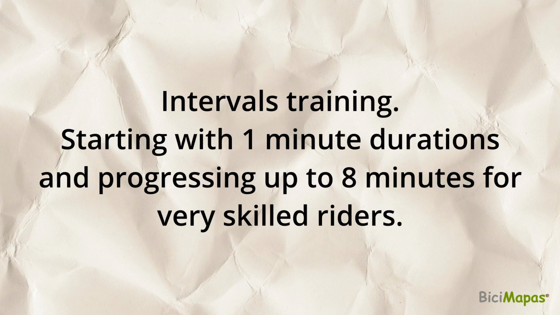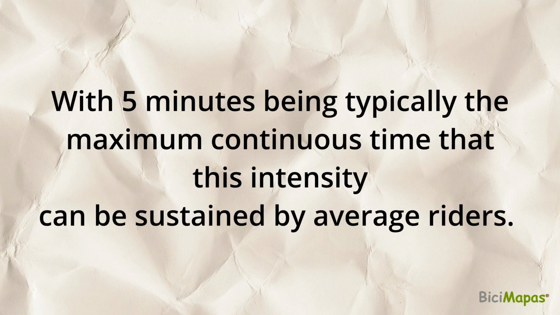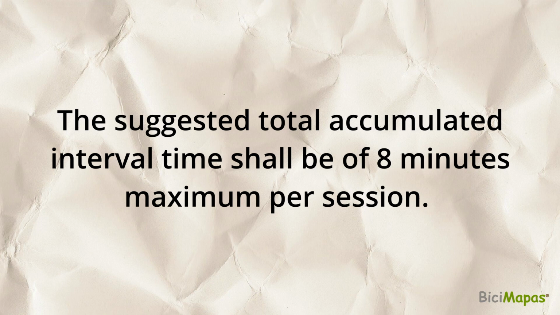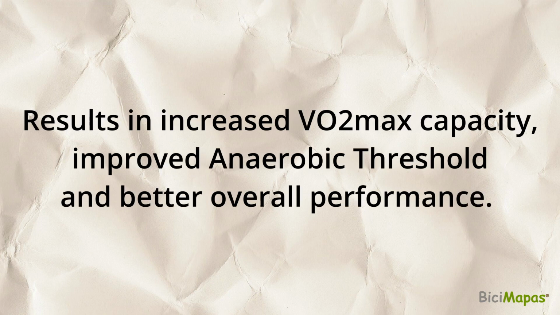This is done through interval training, starting with 1-minute durations and progressing up to 8 minutes for very skilled riders, with 5 minutes being typically the maximum continuous time that this intensity can be sustained by average riders. The suggested total accumulated interval time shall be 8 minutes maximum per session. Results in increased VO2 max capacity, improved anaerobic threshold and better overall performance.